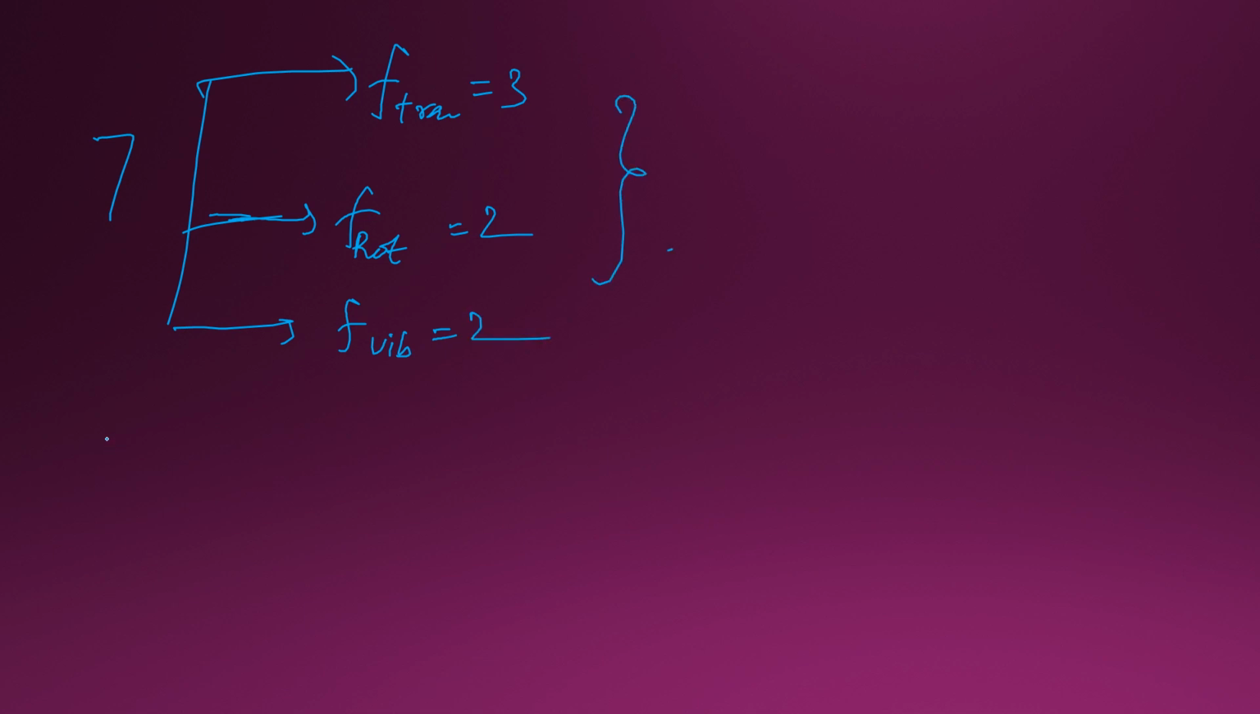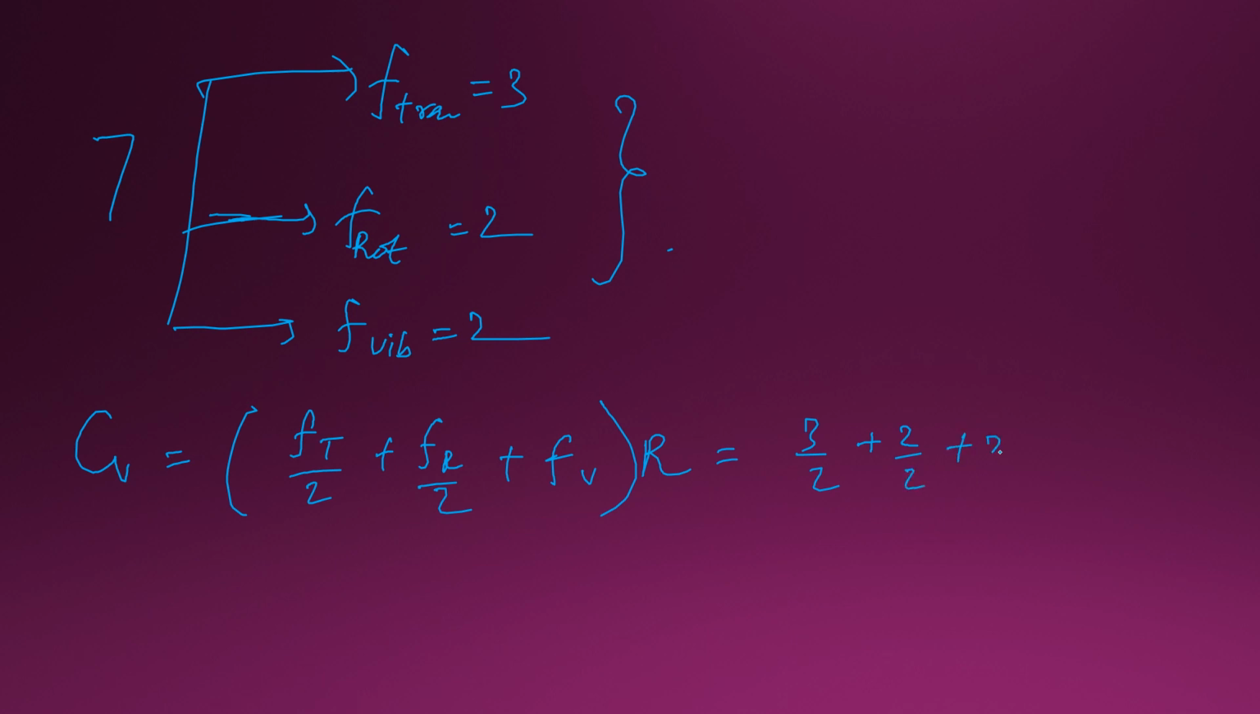So Cv is what? Cv is f translational by 2 plus f rotational by 2 plus f vibrational. There is no divide by 2 in vibrational. So 3 by 2 plus 2 by 2 plus 2. That is 3 by 2 plus 1 plus 2, 3. That gives me 9 by 2 R.